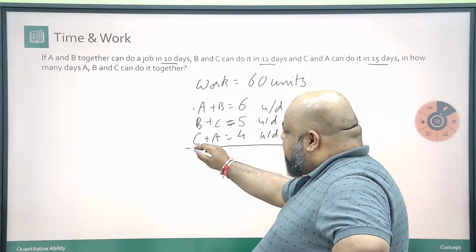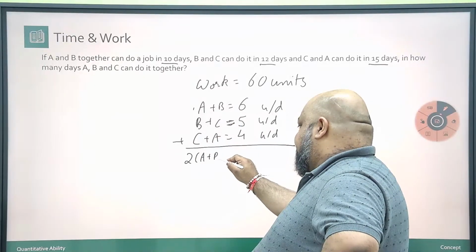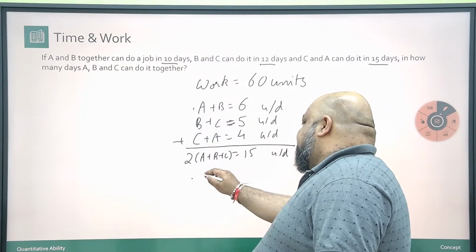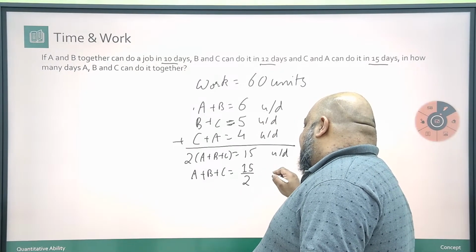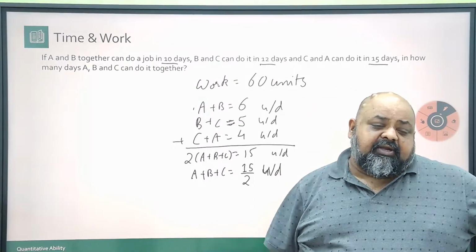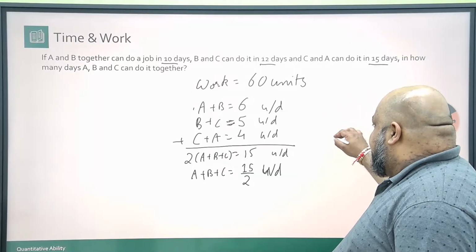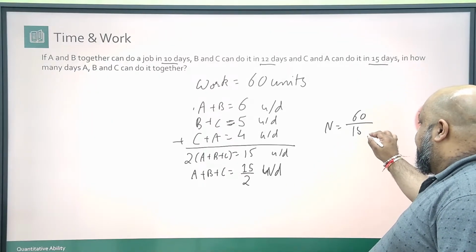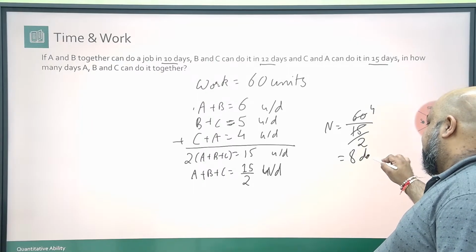Now, if we add these 3 equations, twice of A, twice of B, twice of C will be equal to 6 plus 5 plus 4, which is 15 units per day, or A plus B plus C. The efficiency of A, B, C together will be 15 by 2 units per day. I have the efficiency that I require, and therefore we can solve further to get the answer. In how many days will A, B, C do the work together? Number of days will be the work that is to be done upon the efficiency of A, B, C. 15 4s are 60. 8 days becomes the answer.